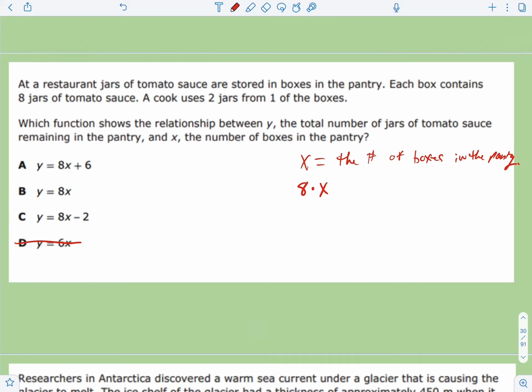It says a cook uses 2 jars from one box, right? So we subtract 2 because that's been used. And our answer is C. So this whole each times box is x. So the number can't be too far from it, and it's not. It's right here. So that's how we know it's 8x. Then it said the cook uses 2 jars, so that's minus 2.